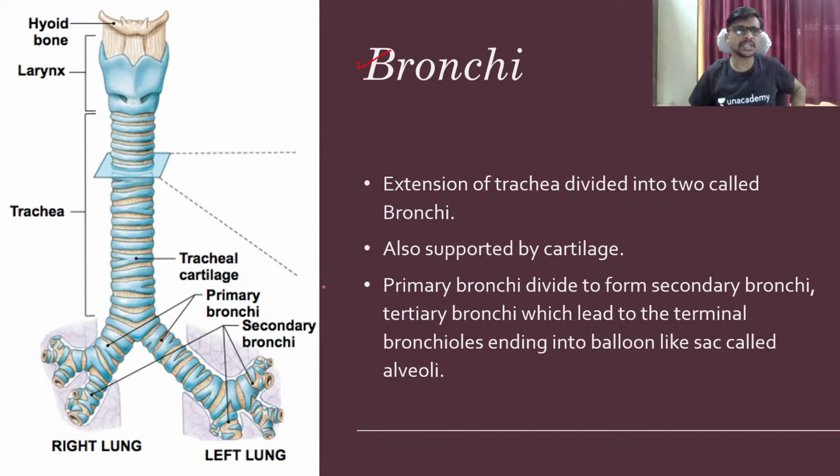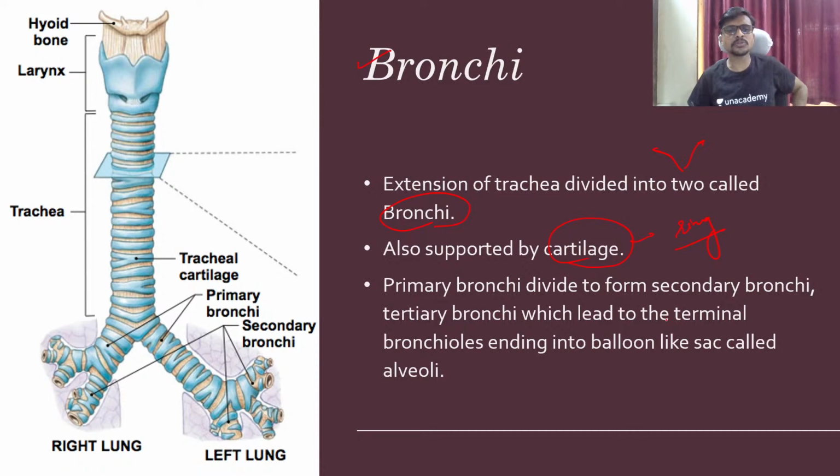The next part after the trachea is the bronchi. Now the extension of the trachea is divided into two pipes. We call it the bronchi. One pipe is moving toward the left lung and one pipe is moving toward the right lung. Also supported by cartilages. In the bronchi the cartilage is not a C type, it's a ring type, meaning complete cartilage.